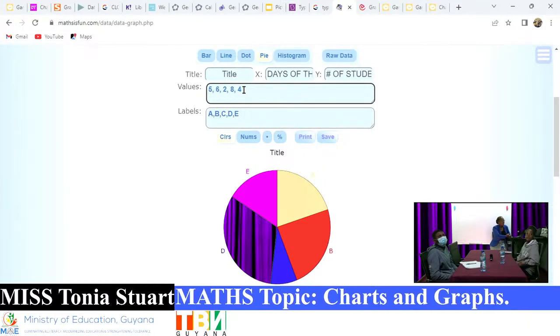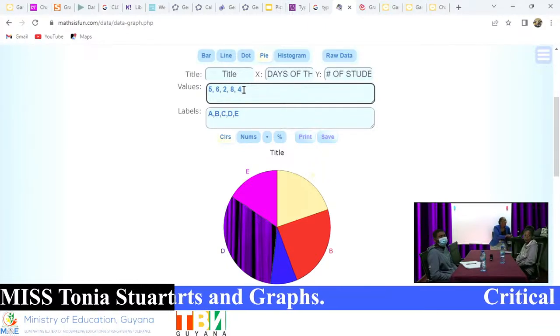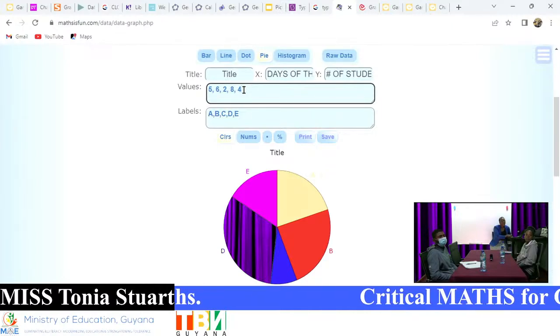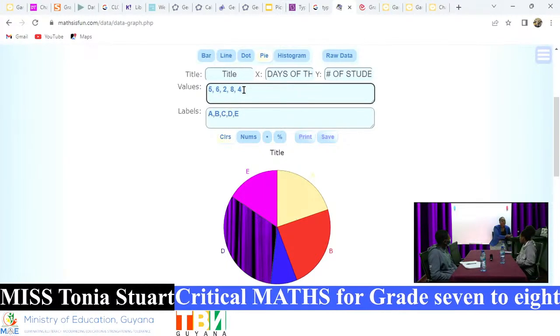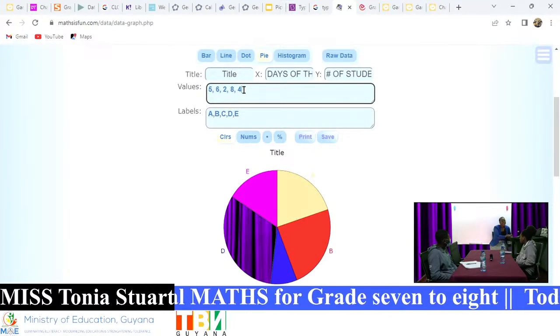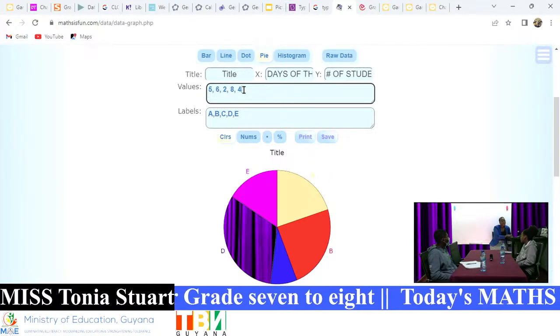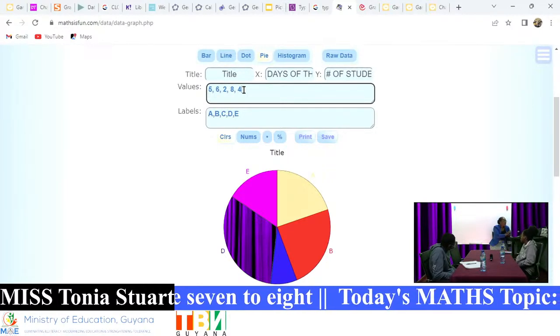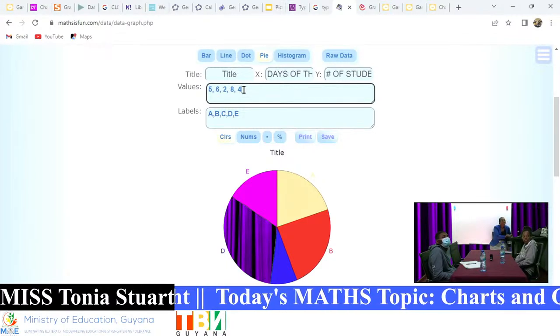However, to get your pie chart, you'll have to go an extra mile of calculating the size of the angle of the pie. Now remember we did angles when we did up, what was one of the types of angles we did? Right angle, obtuse, straight angle, acute. Alright, so if we look at this pie, do we have any acute angles and which color?